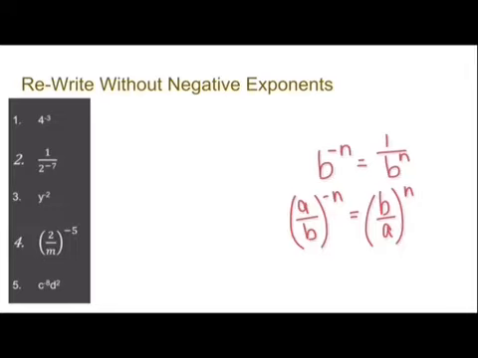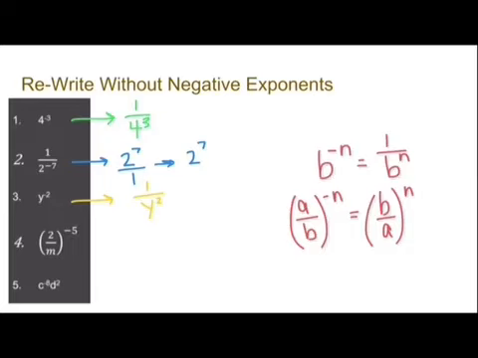All right, let's check to see how you did. For the first one, we have 4 to the negative 3rd power, which is the same thing as 1 over 4 to the 3rd power. For the next one, we have 1 over 2 to the negative 7th power, and that one is the same thing as 2 to the 7th power over 1, which is equivalent to 2 to the 7th power. For the third one there, we have y to the negative 2nd power, and that's the same thing as 1 over y squared.